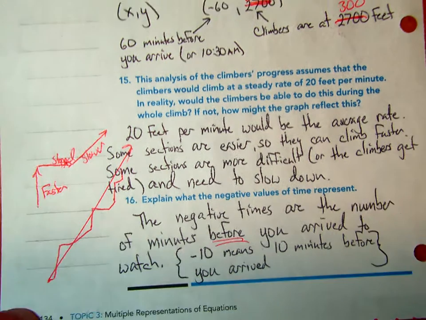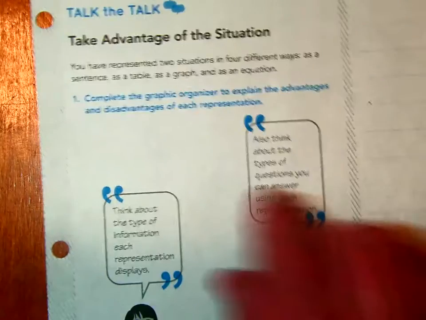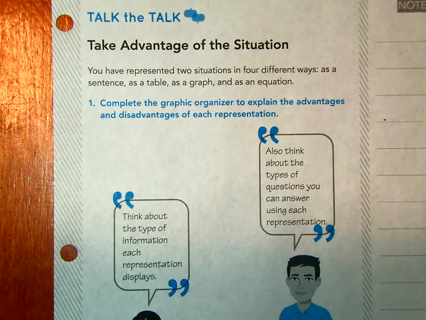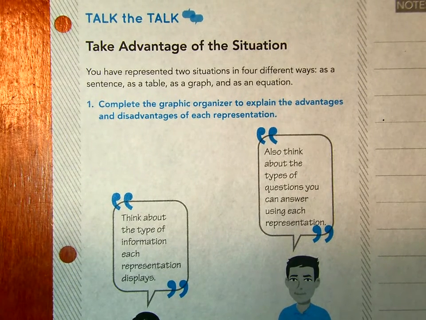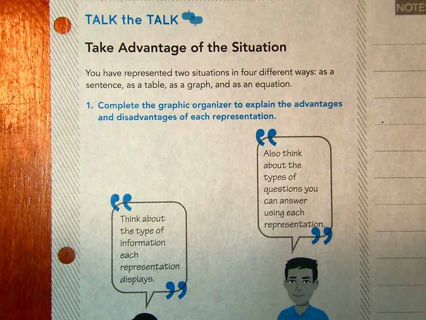Talk the talk. You've represented two situations 4 ways: as a sentence, as a table, as a graph, as an equation. Complete the graphic organizer and explain the advantages and disadvantages of each representation. Think about the type of information each representation displays. Also think about the types of questions you can answer using each representation.